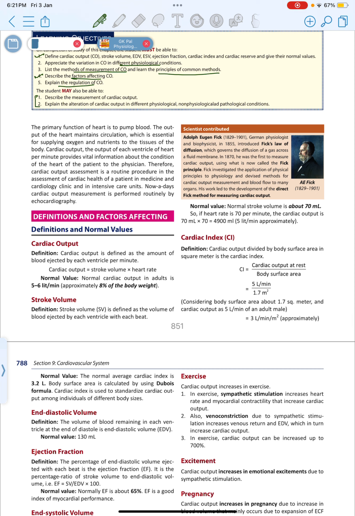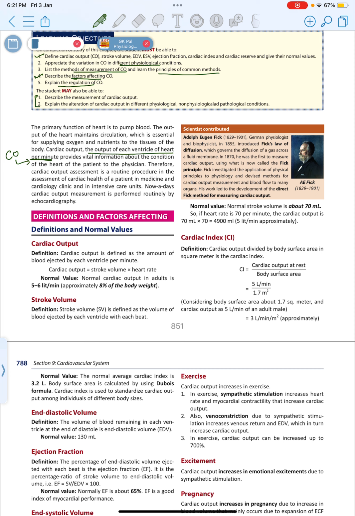The primary function of the heart is to pump blood. The output of the heart maintains circulation, which is essential for supplying oxygen and nutrients to the tissues of the body. Cardiac output is the output of each ventricle of the heart per minute. Cardiac output is per minute.